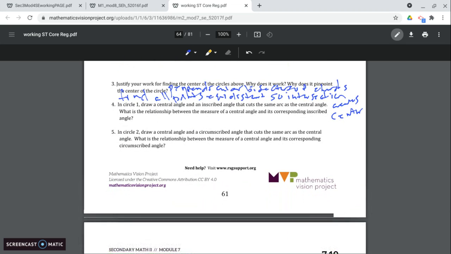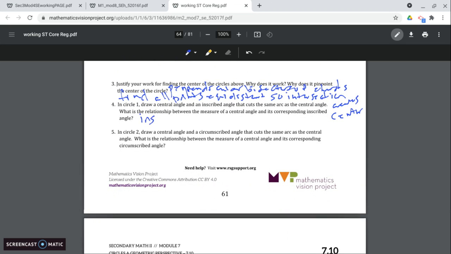So the relationship is inscribed angles are half the central angle.